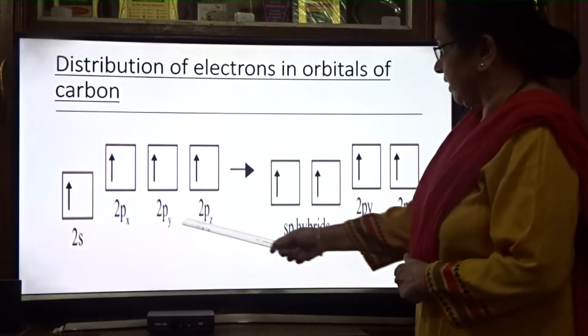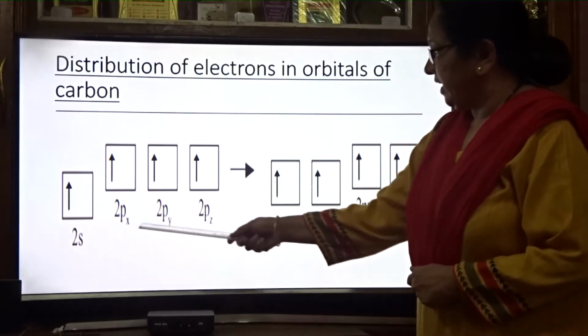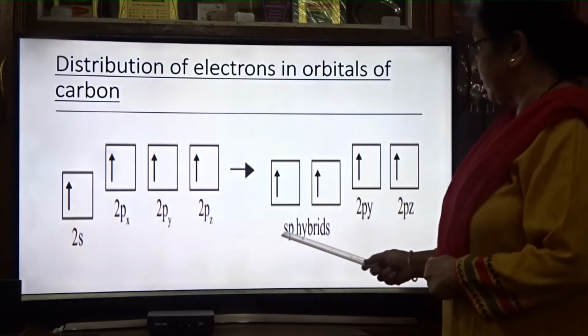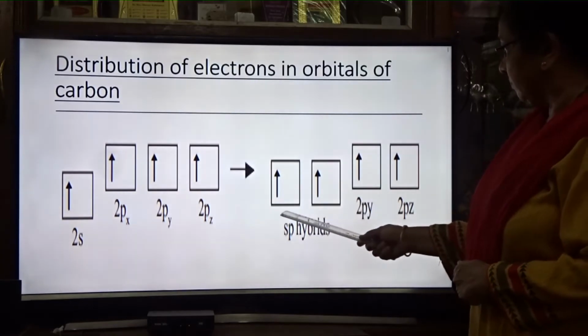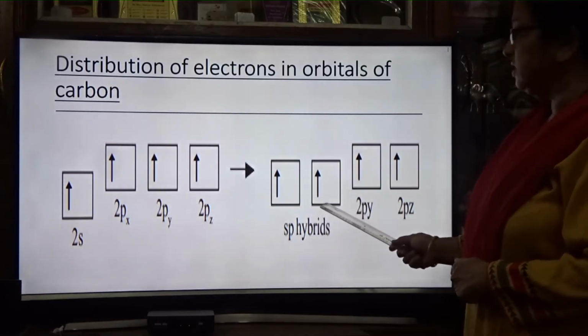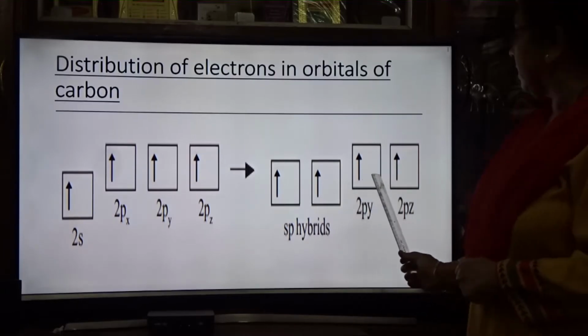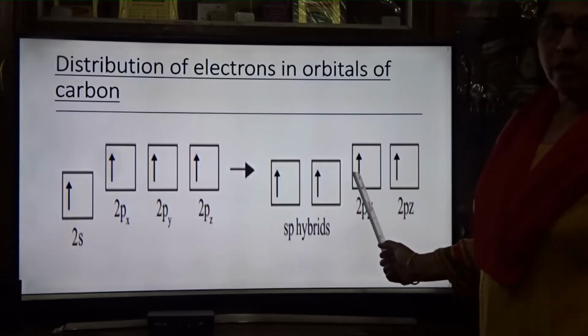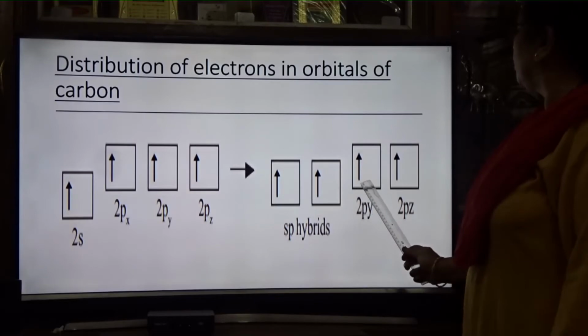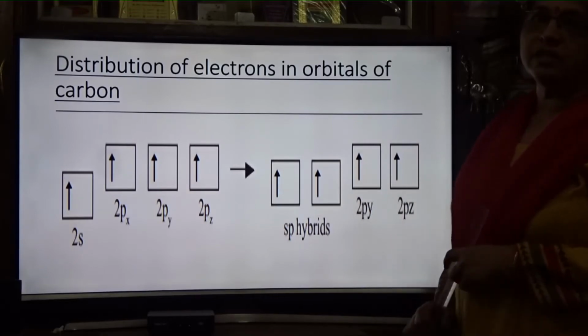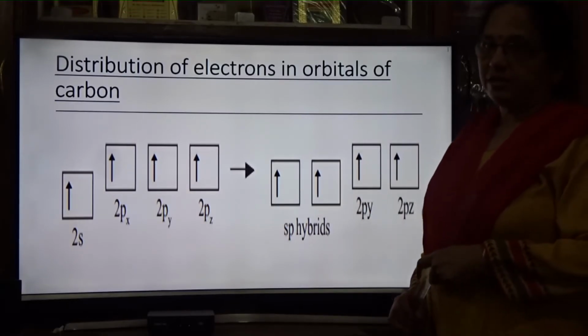Here you are seeing 2s1, 2px1, 2py1, 2pz1, and after hybridization the sp orbitals have 1 electron each, and 2py and 2pz, these 2 are unhybridized orbitals. We have to remember how many unhybridized orbitals there are: 2py and 2pz are unhybridized orbitals in sp hybridization.